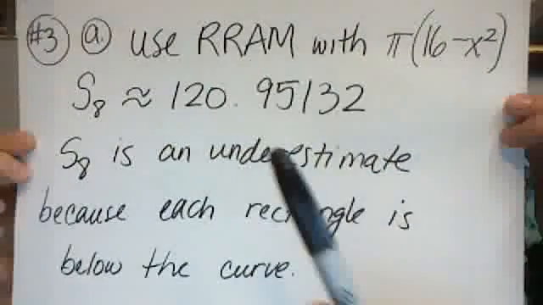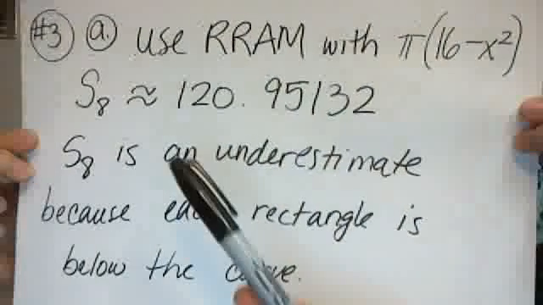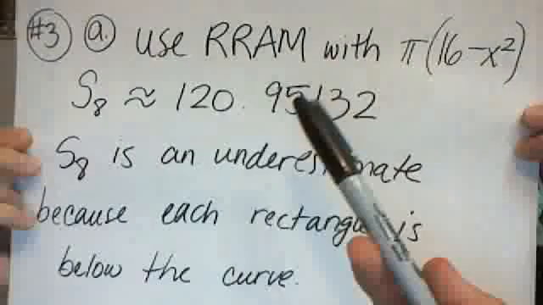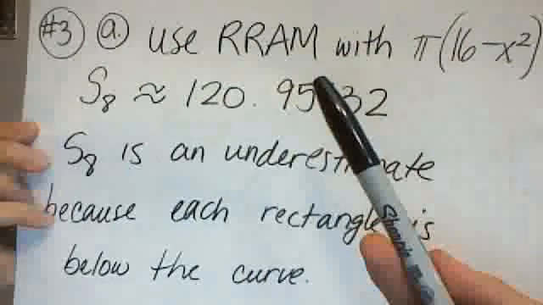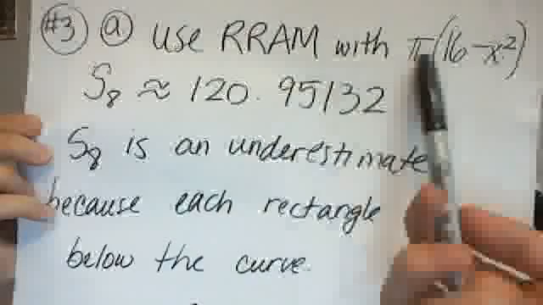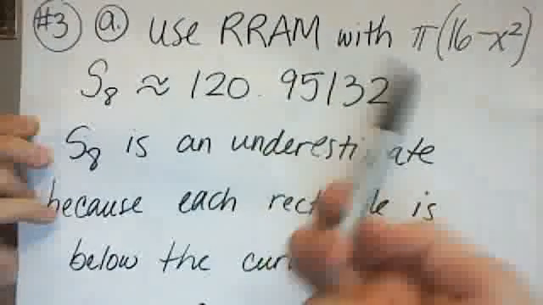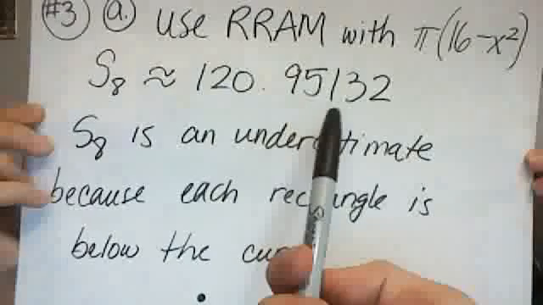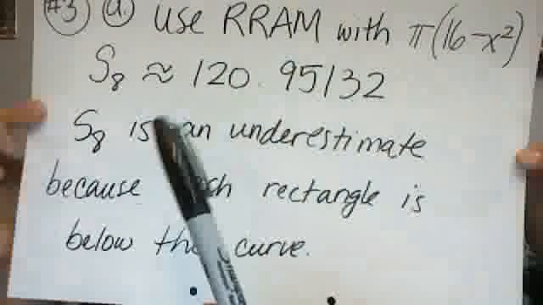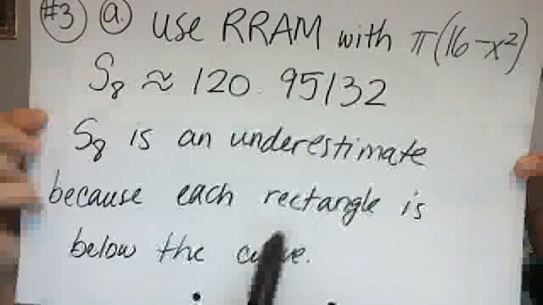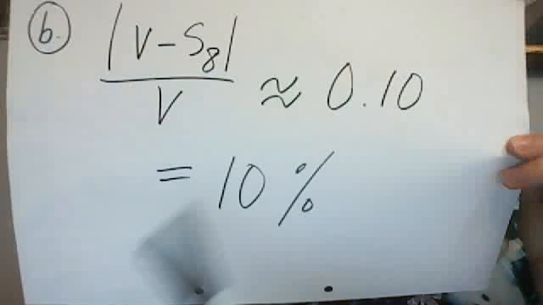So we're going to use the left rectangular approximation method, because that underestimates and it doesn't overestimate, and we could fix the error for that. So S of 8, once we solved for that with that equation, gave us 120.95132, and this is an underestimate because the rectangles are below the curve once you draw the graph.